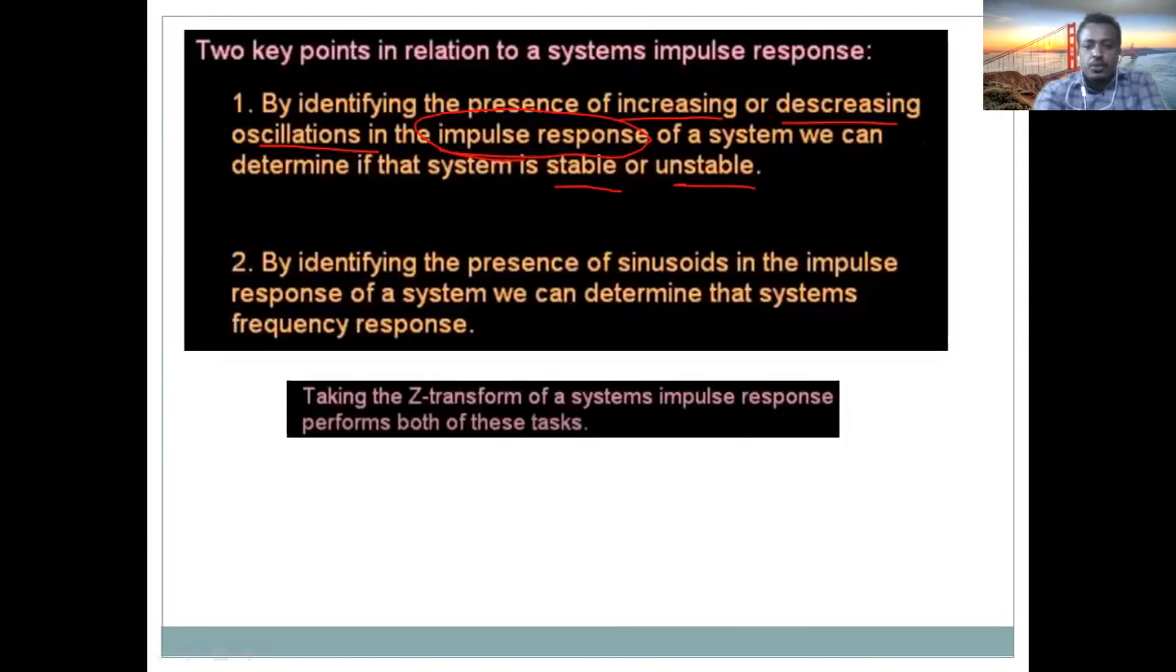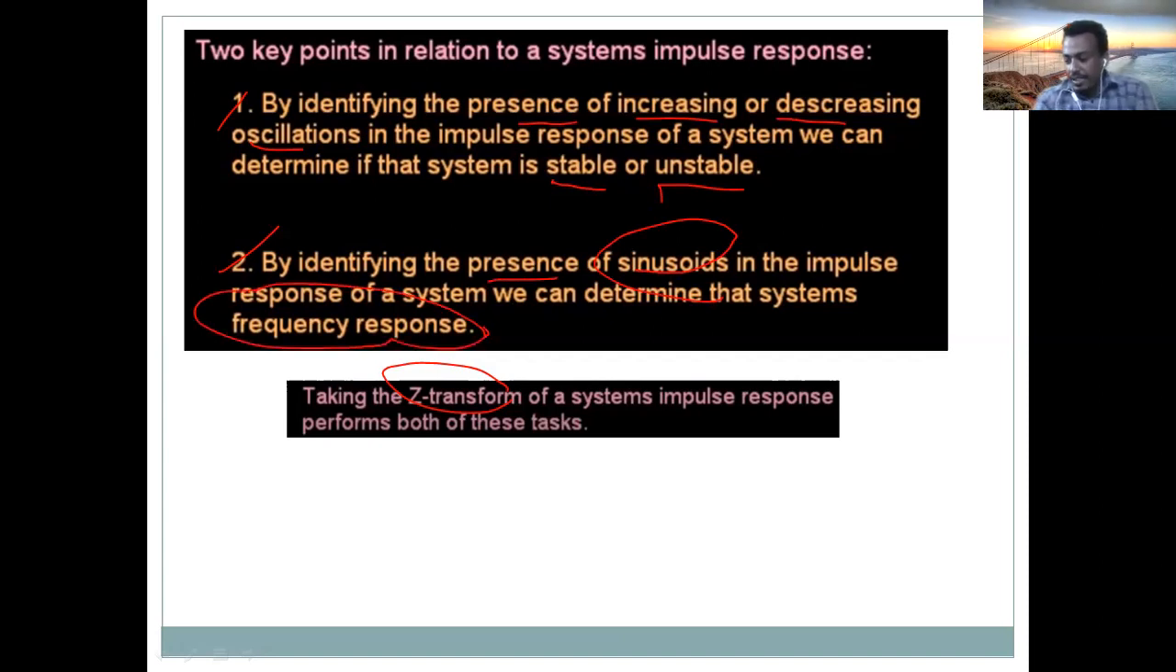So the first one we have seen: by taking Z transform, we can achieve these two things at the same time. What's the first one? We can identify the presence of increasing or decreasing oscillations in the impulse response. If it is decreasing, you can say the system is stable. If the oscillation is increasing, you can say the system is unstable. Second thing, and the most important, we can identify the presence of sinusoidals in the system or in the signal. We call it frequency response. It's called frequency response. That's very important.